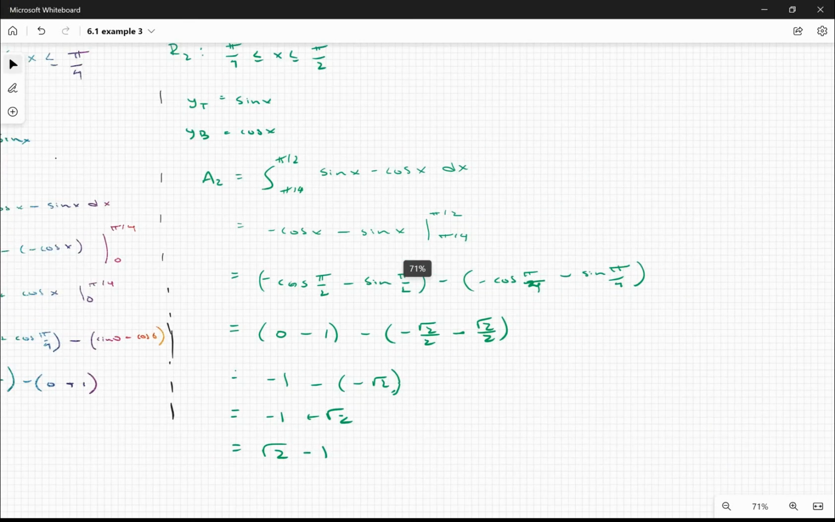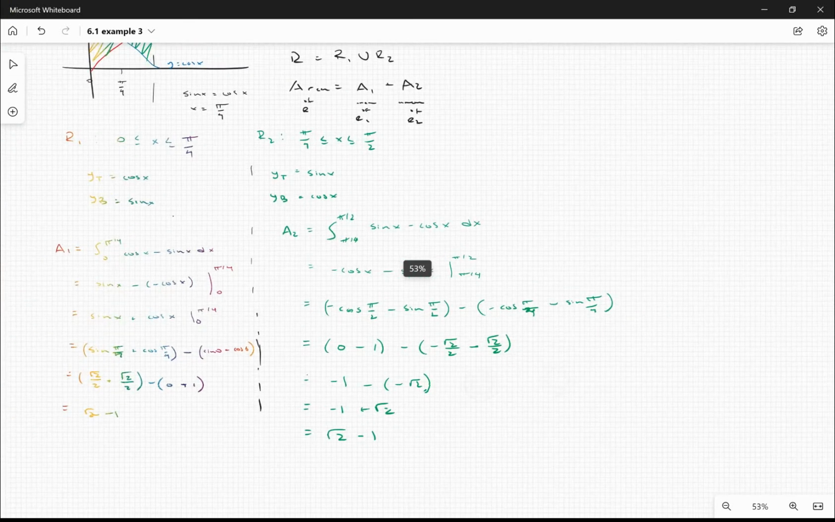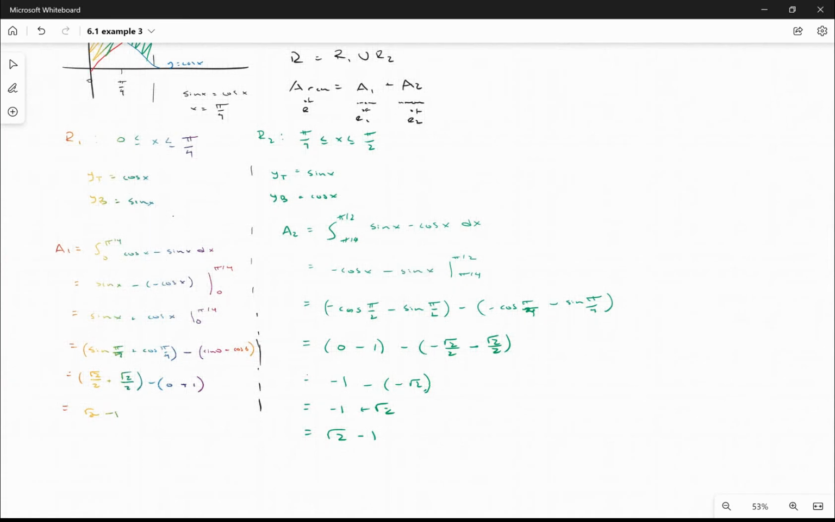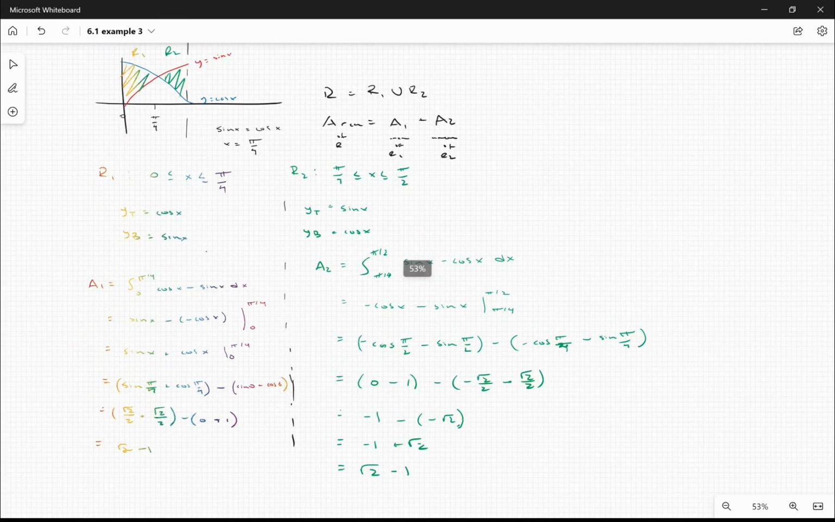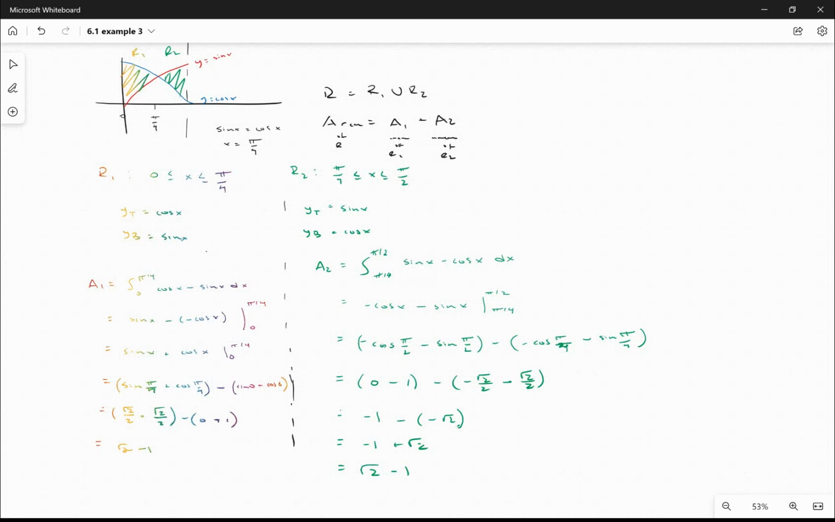So you see that these are actually the same. They have the same area. A1 and A2 are both square root 2 minus 1. Just as an observation, why is that? Well, just due to symmetry. Our trigonometric functions are very symmetric. And so really, just knowing that, we could have just found the area of one of these regions, for example R1. So we could have just found A1 and then multiplied by 2.